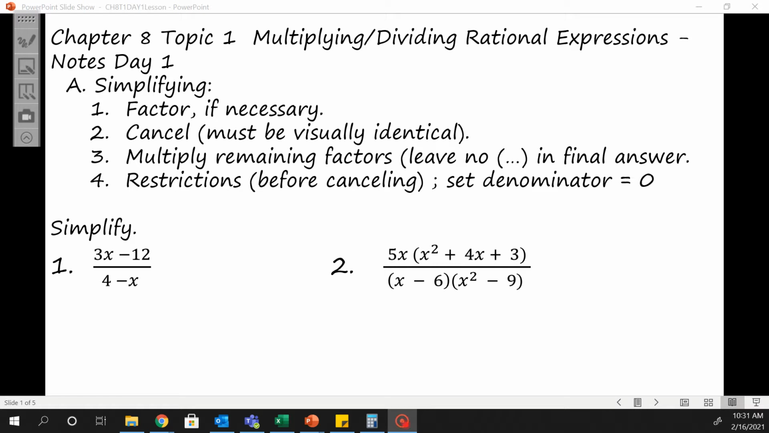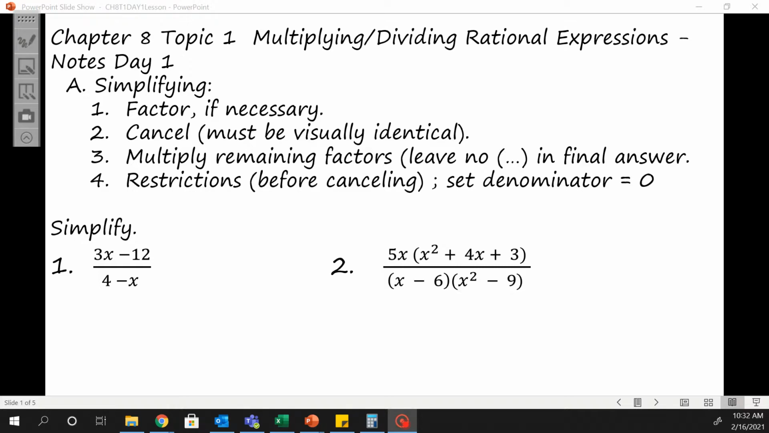Okay, today we start chapter 8, topic 1. Chapter 8 is rational functions and rational expressions. Rational would be a fraction essentially. So first let's take a look at how to simplify a rational expression. Mainly has to do with factoring.